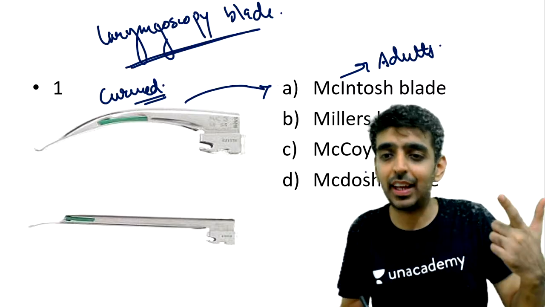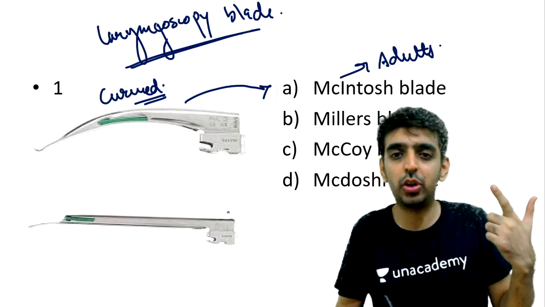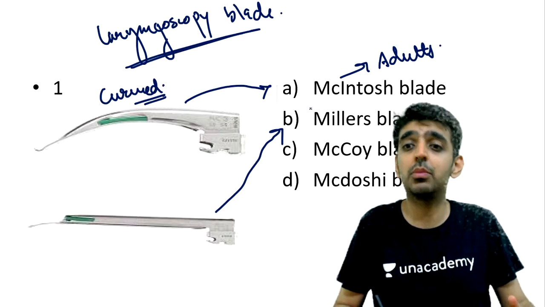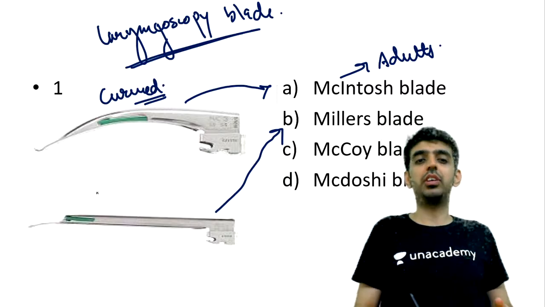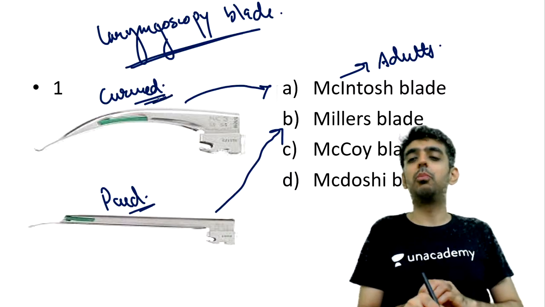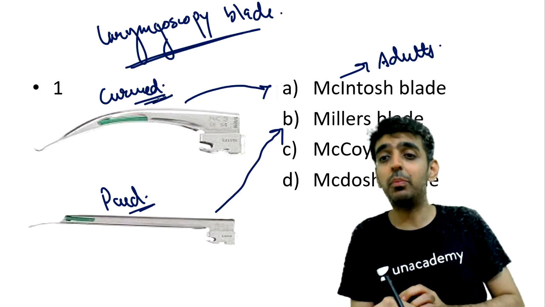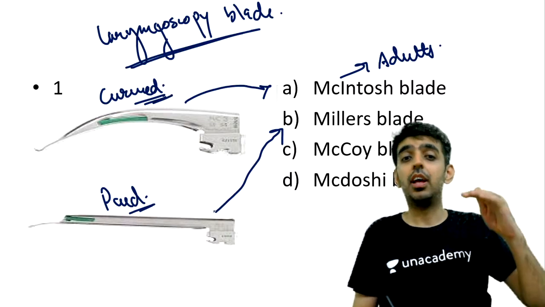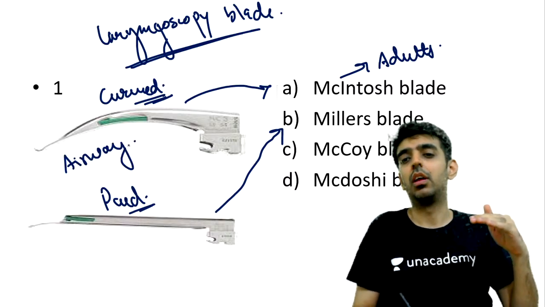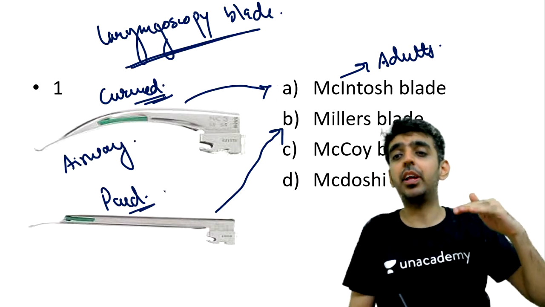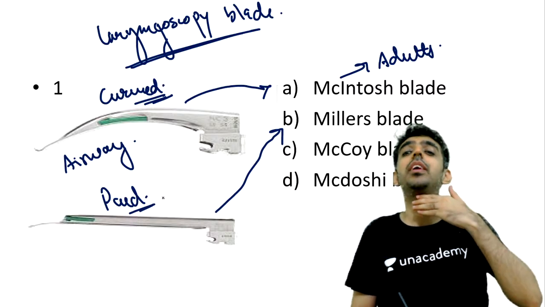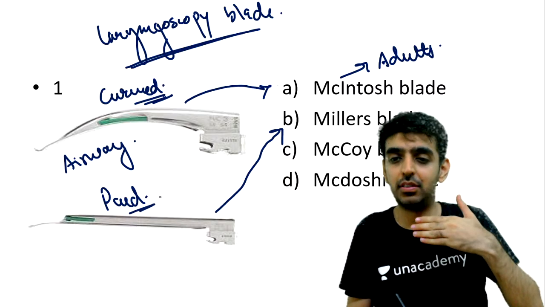adults, and the second blade, option B, is Miller's blade. So Miller's blade is used where? It is used in cases of pediatric population. Why do we use a curved blade in adults and a straight blade in pediatric population? Remember, because of the airway anatomy. What is the airway anatomy? In pediatric population, the larynx and the glottic opening is superior and anterior as compared to adults.